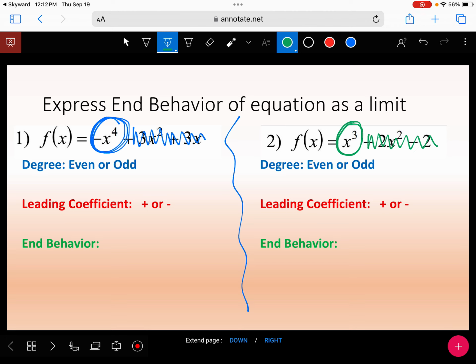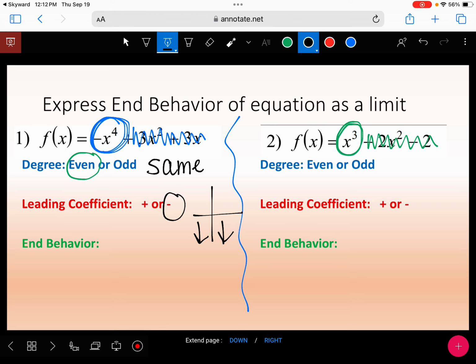So for this first one, my highest power is 4, which is an even number. So because it's even, I know my end behavior is going to be the same. Is the number in front a positive number or a negative number? Negative number. So I know that I have a graph where both sides are going to go down.